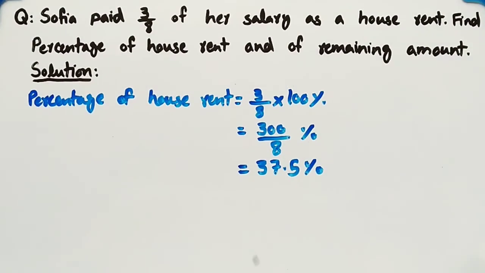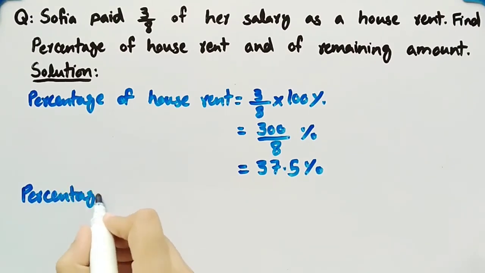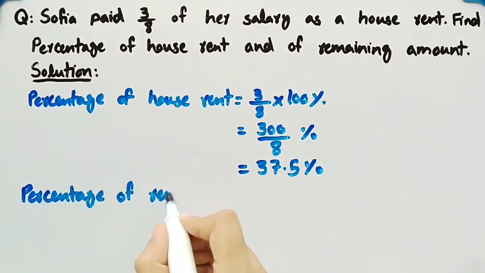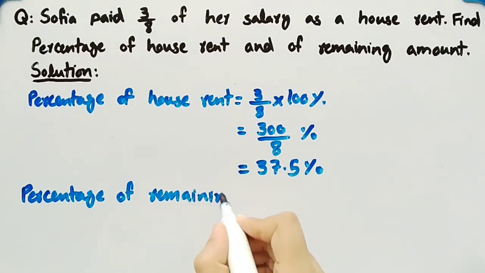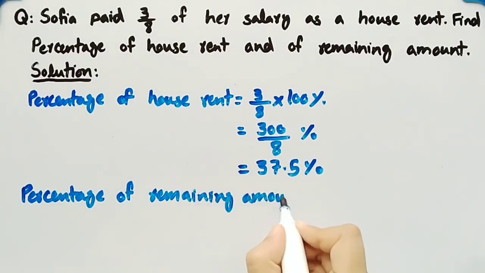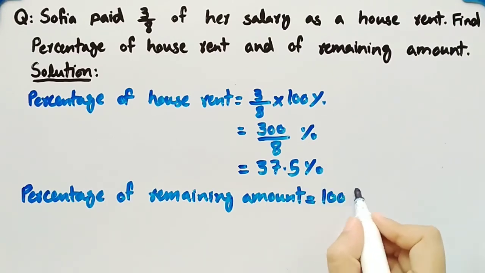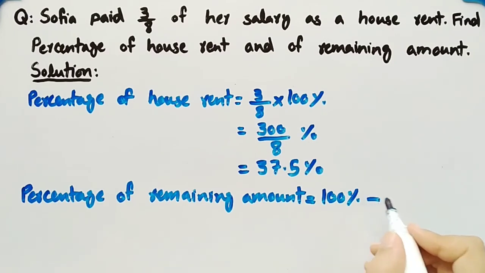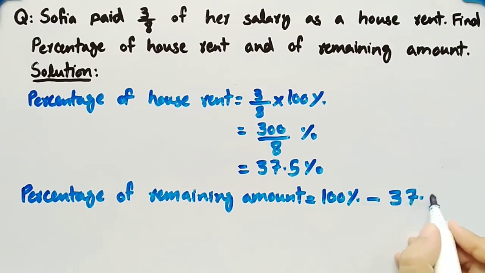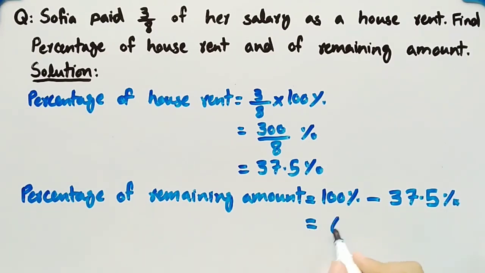Now we will find the percentage of the remaining amount, which is equal to the total percentage of the total amount, that is 100%, minus the percentage of house rent, which is 37.5%, and it is equal to 62.5%. So the percentage of the remaining amount is 62.5%.